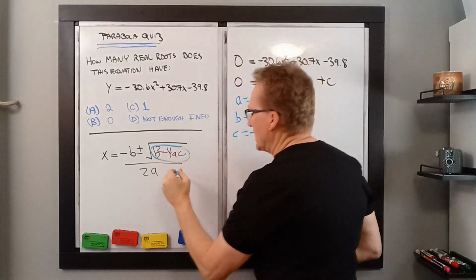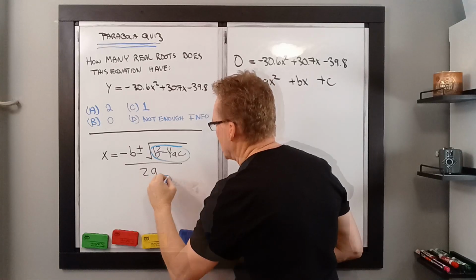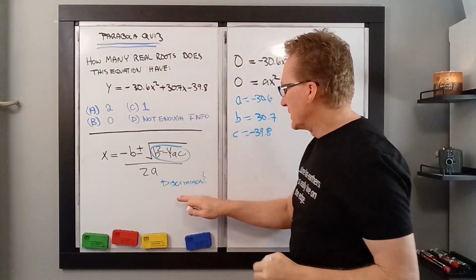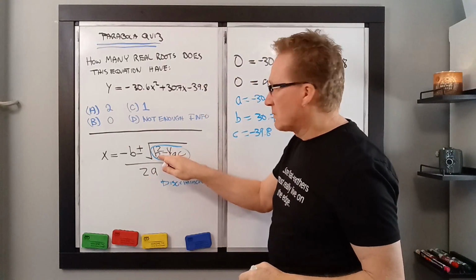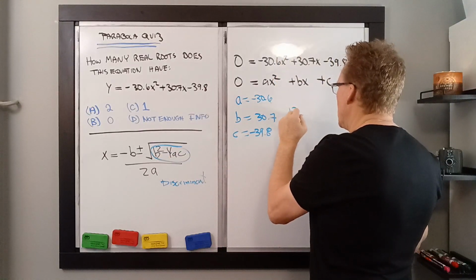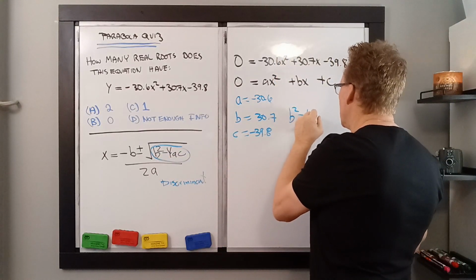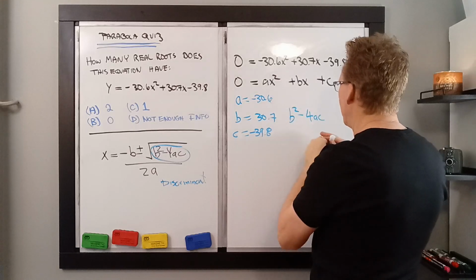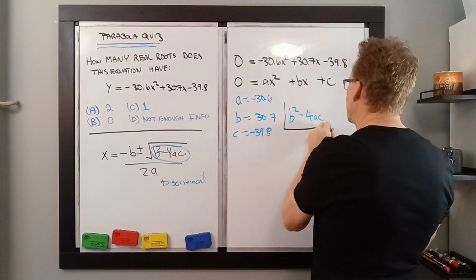This actually has a special name. It's called the discriminant. The discriminant is the thing, the b squared minus 4ac. It's this thing here, b squared minus 4ac. This is very, very important in all of these problems.